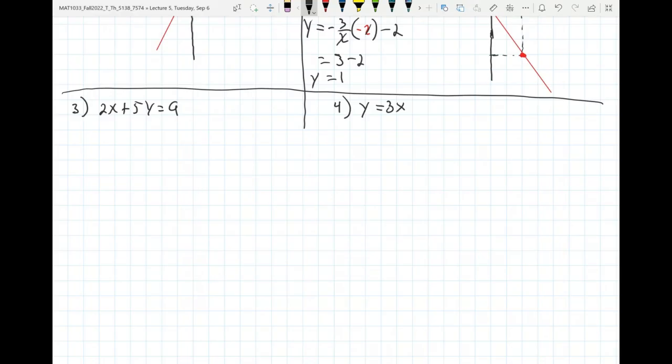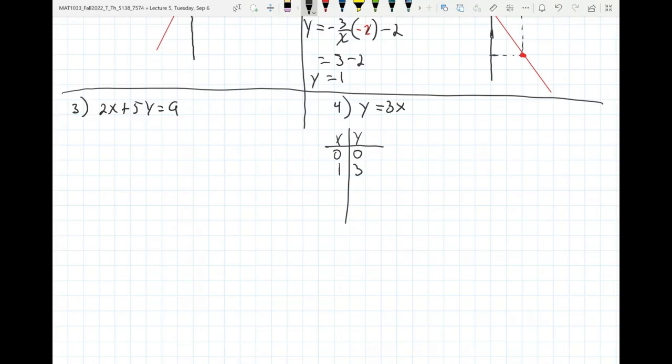Okay, so let's see. For number 4, is it going up or down? Up. Going up. Okay, good. So can you give me 2 points? 0, 0. So tell me the x and the y. 0, 0. Good. 1, 3.